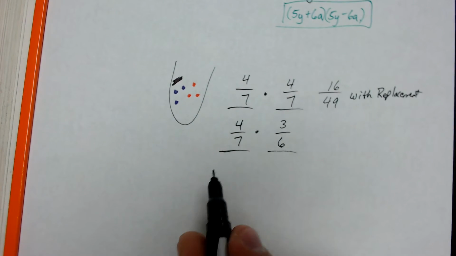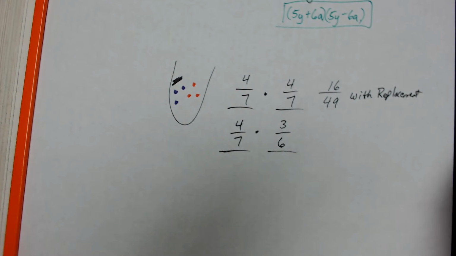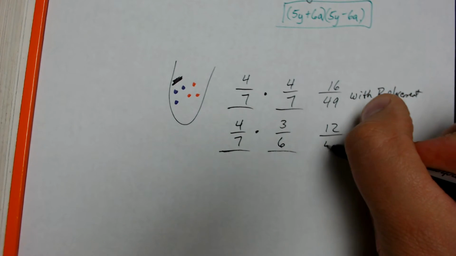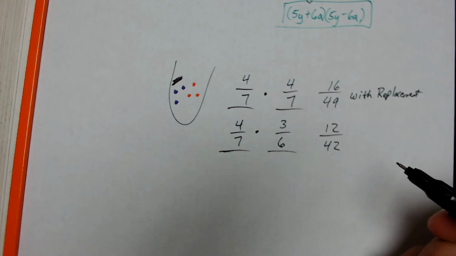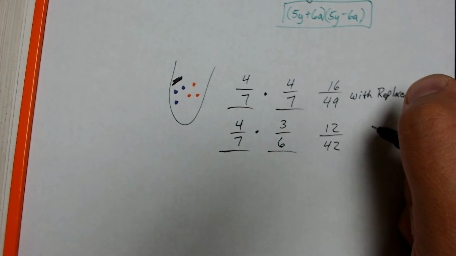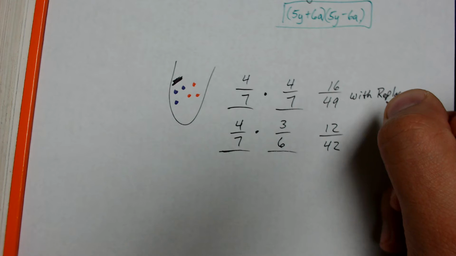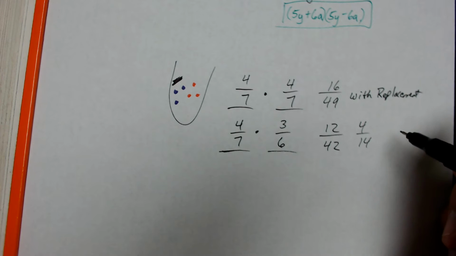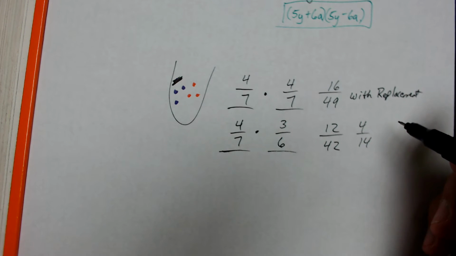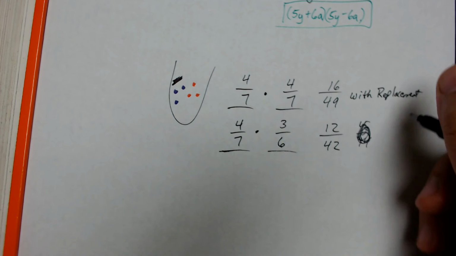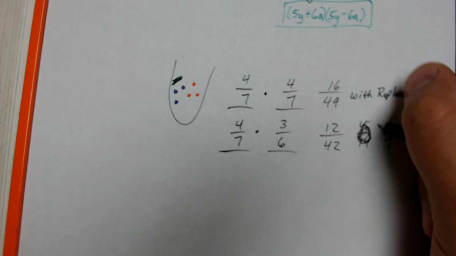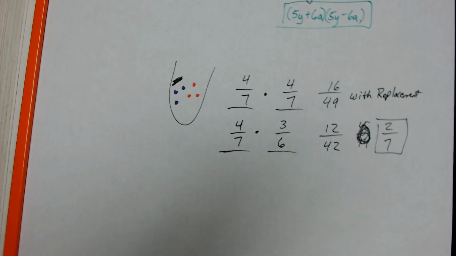So I multiply 4 over 7 times 3 over 6, which gives me 12 over, what's 7 times 6? 42. That will reduce to, what, 4 over 7? No, sorry, 4 over 14. No. What's going on here? I'm having trouble with math today. 6 goes into 12, 2 times, 6 goes into 42, 7 times, 2 sevenths. There we go. So it reduces to 2 sevenths.